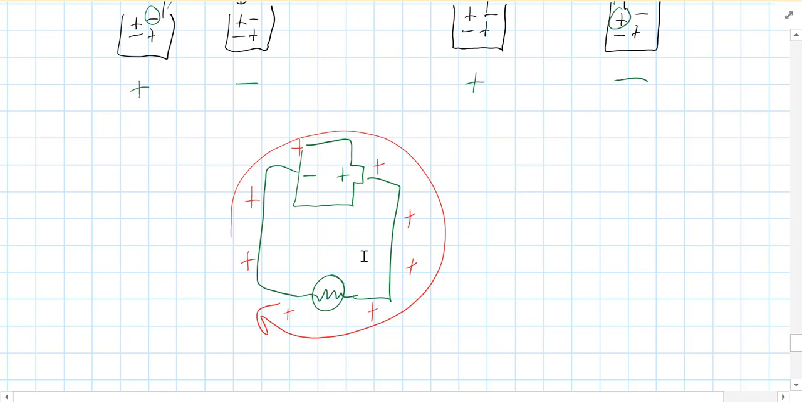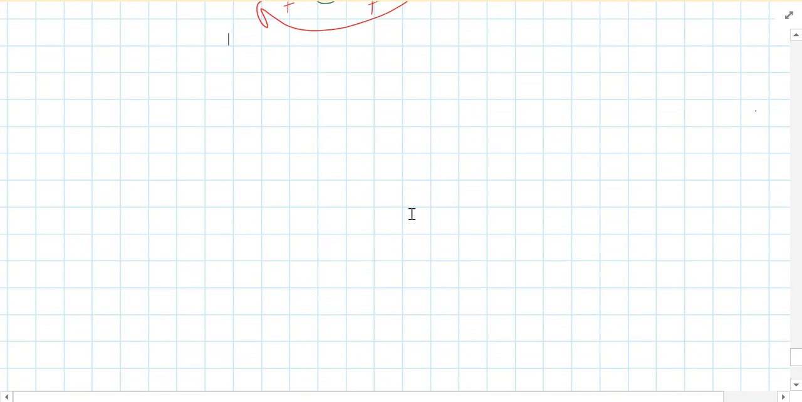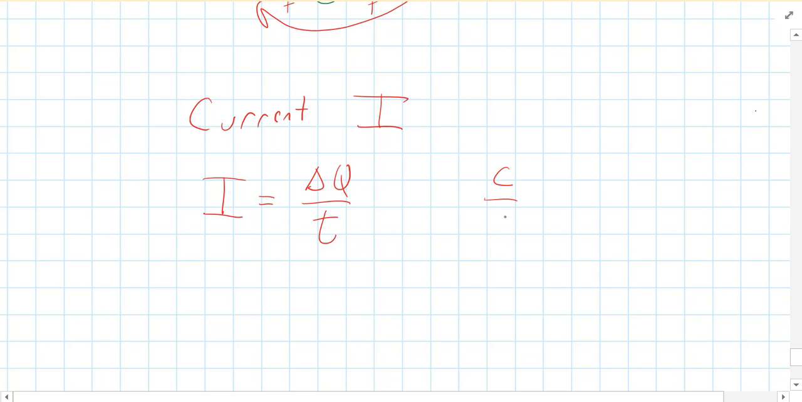Now, what's the equation for current? The symbol for current is an I. I'm not even sure why we use an I, but we use an I. The equation for current is change in charge over time: how much charge flowed through a point over a certain amount of time. Charge is in coulombs and time is in seconds. So you could say coulombs per second, but we call that an amp, named after Ampere, or you can just use a capital A. So current is measured in amps.